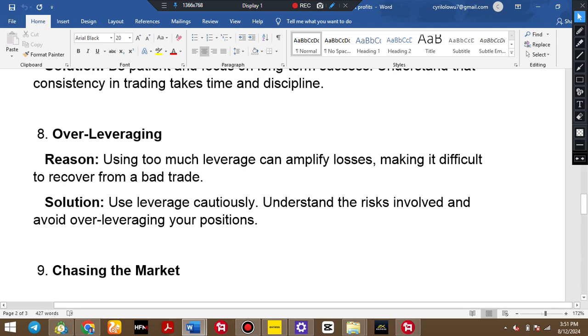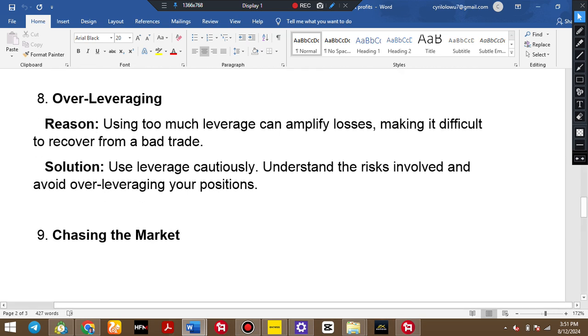You must be consistent with your strategy. Let's try it on every pair. Definitely, there might be some pairs that will give you more accurate results than the others. So when you do your backtest and you are patient enough, you'll be able to know which pair your strategy is suitable for. Then next is over leveraging.